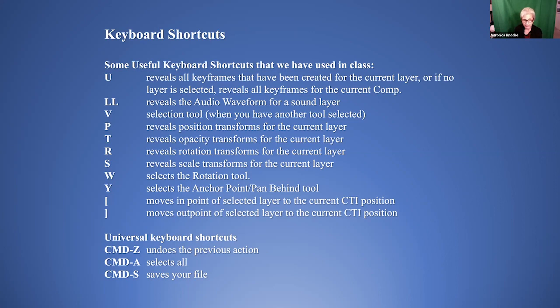Now the open bracket will select the move point of the current layer. So it moves the endpoint of the selected layer to the current CTI position. And then the close bracket moves the out point of the selected layer to the current CTI position.